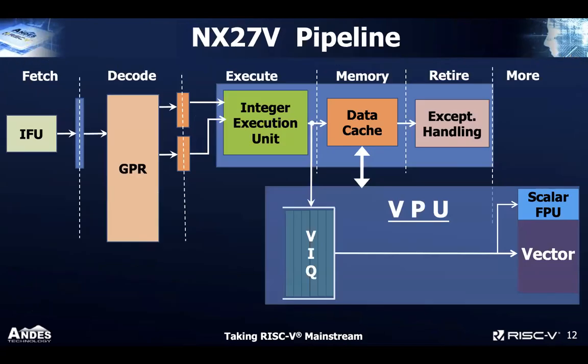So here's what the NX27V pipeline looks like. You have the integer scalar execution pipeline on top. The CPU handles fetch, decode, and execution, and the execution engine will send the vector instructions to the vector instruction queue, and the vector processor takes over, whether it's scalar, floating point, or vector operations.